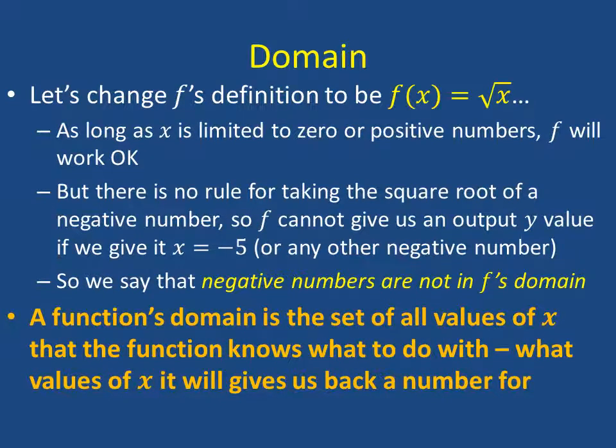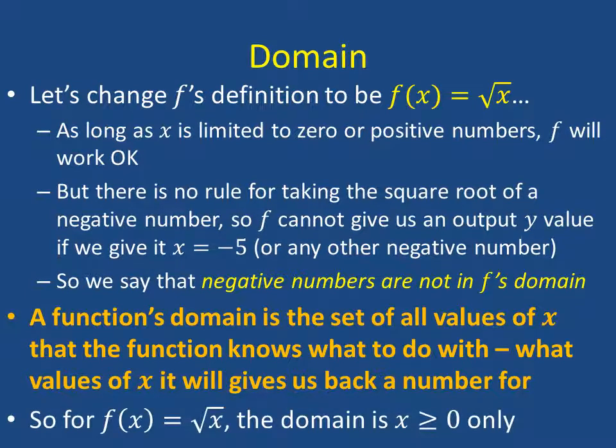So a little bit more formally, a function's domain is the set of all values of x that the function knows what to do with. What values of x that it will give us back a number for. So for f of x equals square root of x, the domain is going to be x greater than or equal to 0 only.